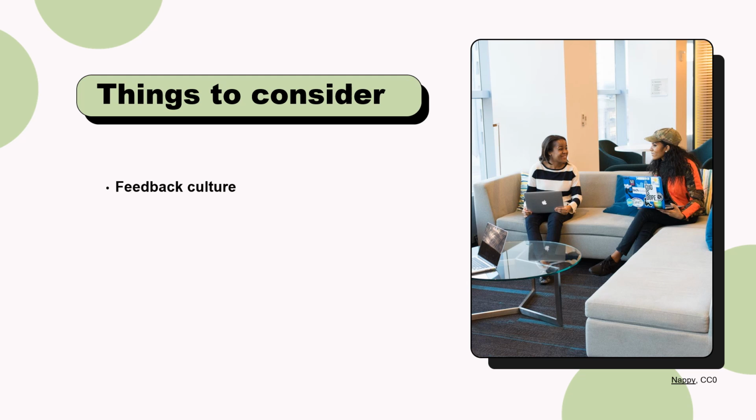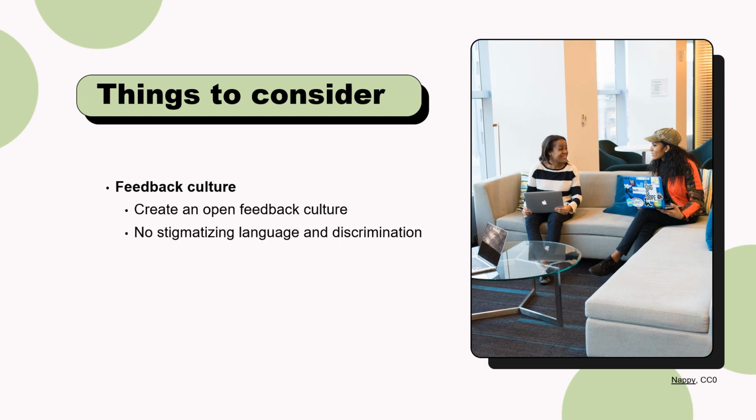Create an open feedback culture free of stigmatizing language and discrimination. If a player with a disability offers criticism, do not deflect and dismiss their findings. Do not attribute issues to a disability, but take time to identify the unintentional barriers in your game which actively disable players.